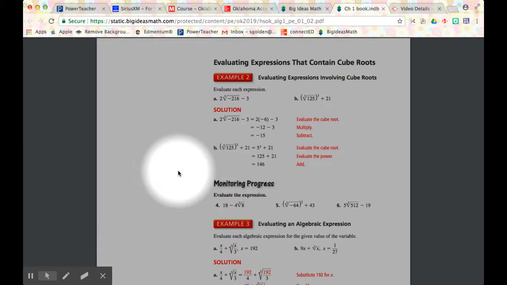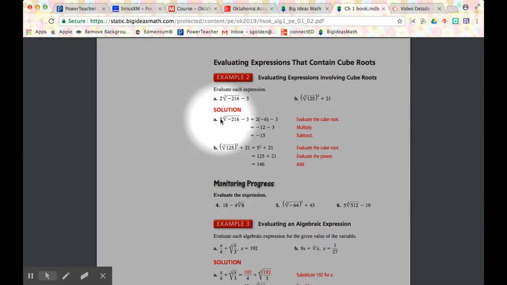Okay, so now let's look at example 2. It says evaluate each expression. So now we have several things happening in the problem, but we also have cube root in there. So if we look at problem A, and you can choose to write these down or not, guys. You have to write the ones I have you work out down. But these, if you'd like to work them out step by step so you have more examples, that's perfectly fine too. So on A, we have 2 times the cube root of negative 216 minus 3.